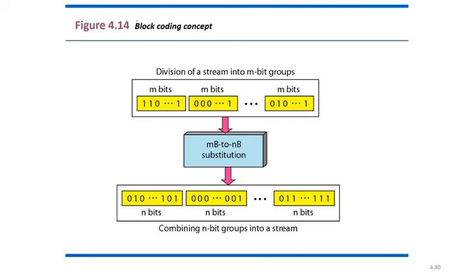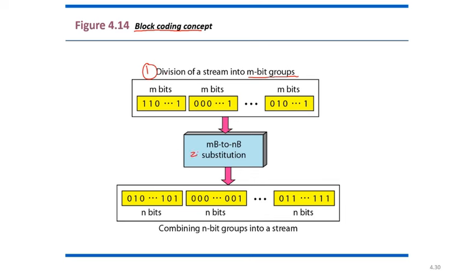So we will see some of the basic block coding steps that are used. There are three different steps in block coding. The first step is called division. In division, we take a data stream, or different bit streams, and divide it into m-bit blocks. So this is block one, block two of m bits. We divide a data stream into m-bit groups or blocks. This is the first step, called division.